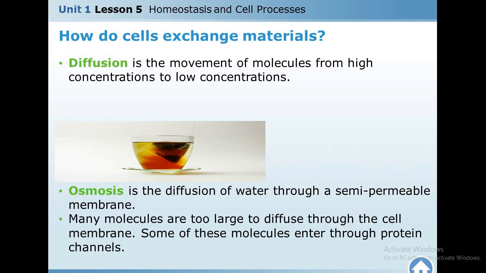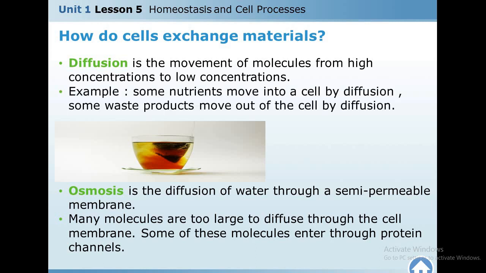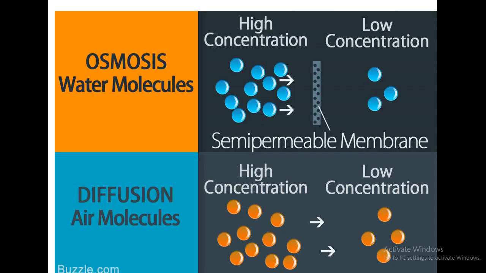So we have active transport, passive transport, and we have diffusion. What's diffusion? Diffusion is the movement of molecules from high concentration to low concentration. And osmosis is the diffusion of water through a semi-permeable membrane, also from a high concentration to a low concentration. Okay, so osmosis is water diffusion, water molecules, and diffusion is for the air molecules. Diffusion and osmosis are the same, but it depends on whether it's water and there's a semi-permeable membrane or there's no water.